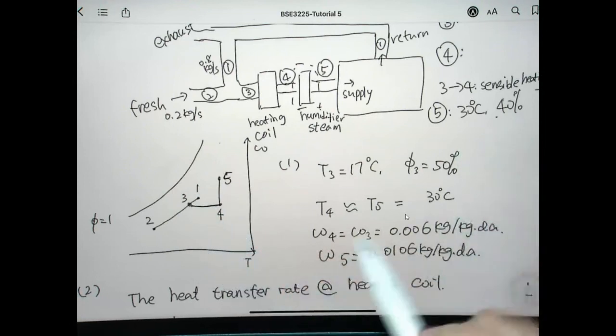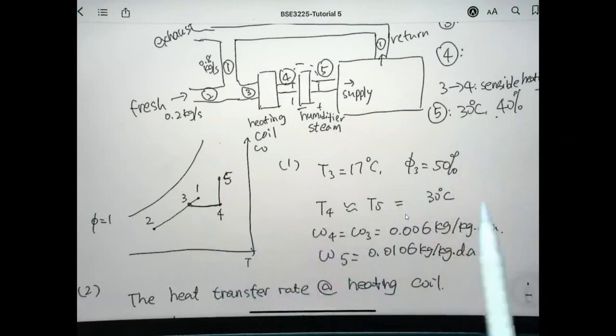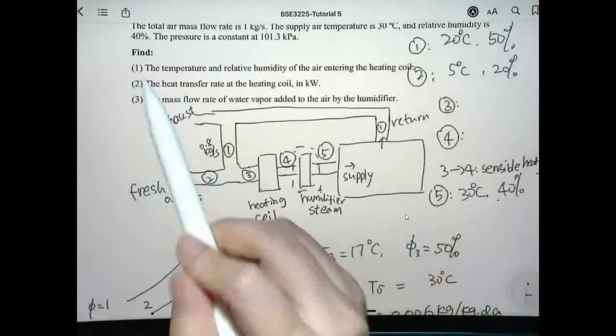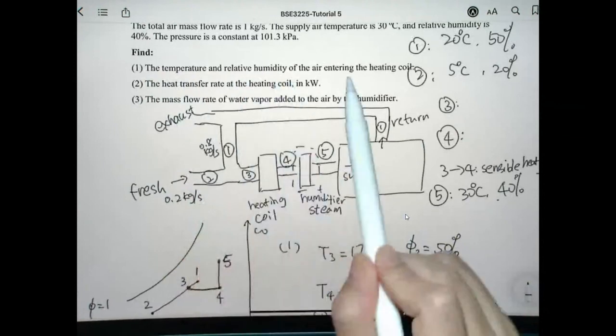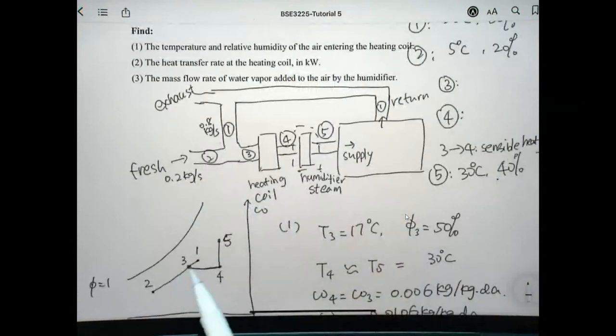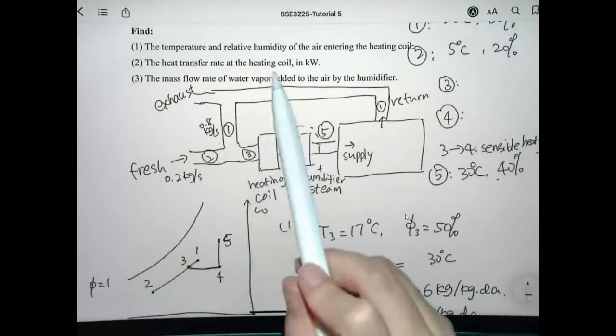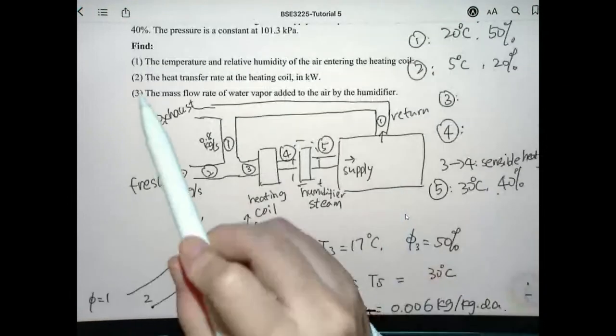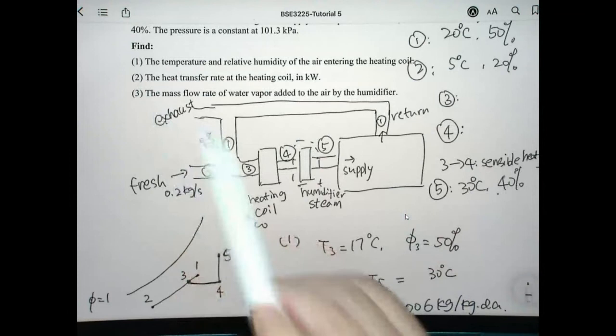The third key point is how you can actually read the psychrometric chart. As you can see here, starting from the first question, find the temperature and the relative humidity of the air entering the heating coil. This is where we first use the psychrometric chart. Once you can read it, you will be able to read the temperature, relative humidity, and also the humidity ratio of state 3, and it will be used in question number 2 and question number 3 also.